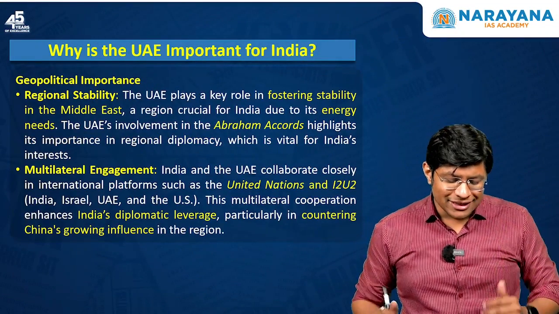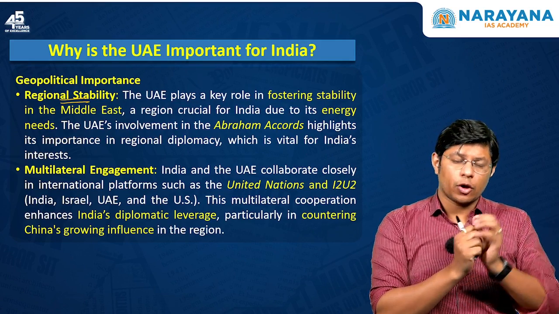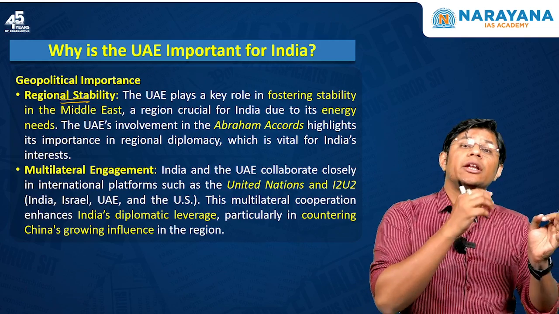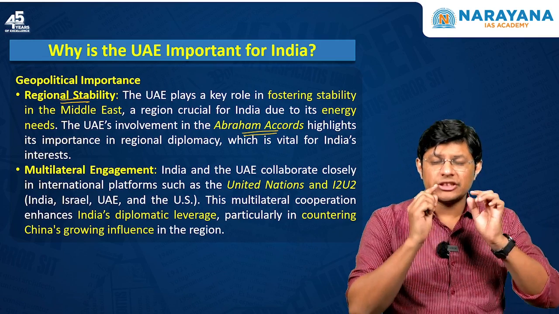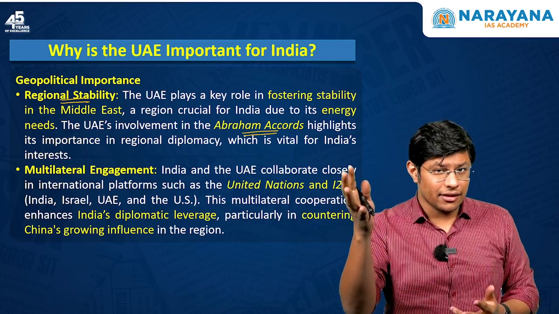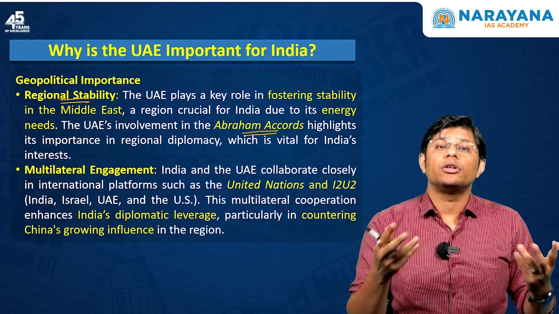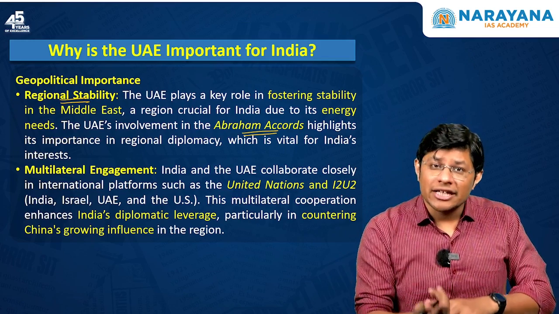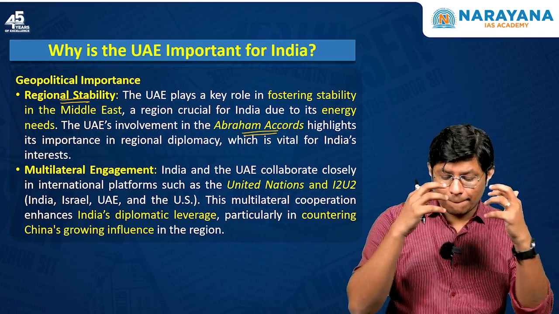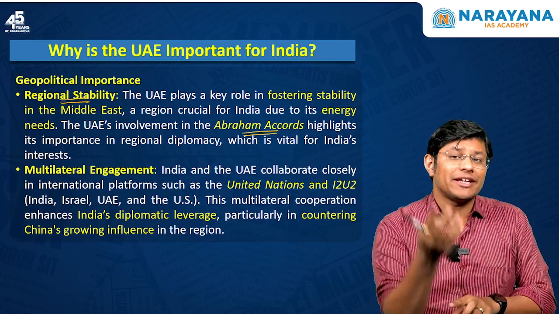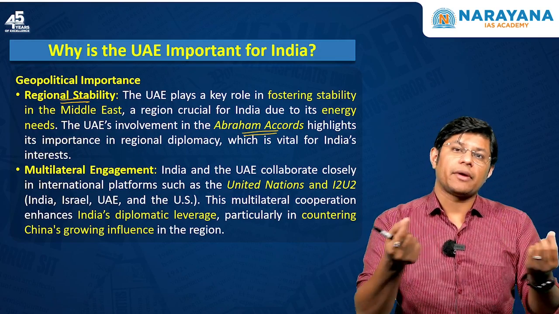Then geopolitical importance, regional stability. I explained why it is important for India to see the Middle East stable. In order to ensure the Middle East is stable, UAE is equally an important country. For example, what is this Abraham Accord? The Abraham Accord is an initiative which tries to improve the relation between Israel and other Middle East countries. Historically, Israel and the Middle Eastern countries do not share good relations, right? The objective of the Abraham Accord is to normalize the ties between Israel and the Middle Eastern countries. And UAE again is an important country to implement the Abraham Accord.